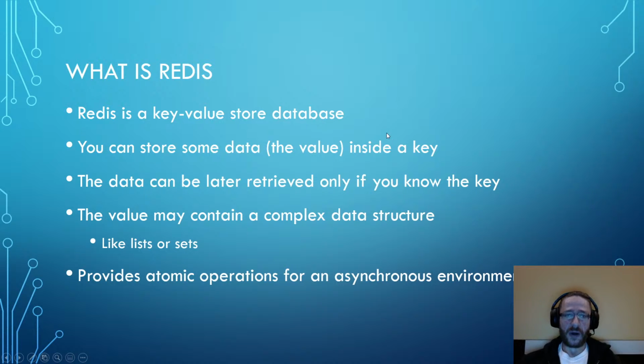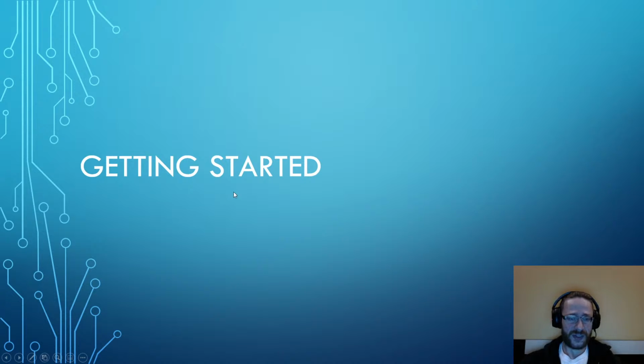The best thing about Redis is that it provides atomic operations in an asynchronous environment. So if multiple clients try to increment the value in a Redis store, it will be done atomically, which means that every single increment in a value will be persisted correctly. There won't be any race conditions or something like that. So how to get started with Redis?